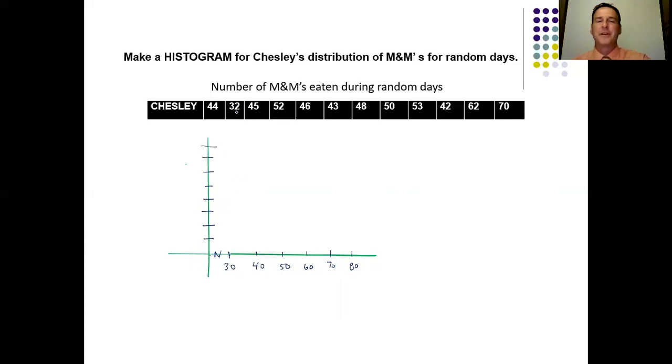All right, so if I look at, for example, 32, that's in the 30s, and I think that's it. Okay, I'm just going to say there's one of them, so I'm going to count up one spot, and this is my frequency. How many do I have in the 40s? Well, there's 1, there's 2, there's 3, there's 4, there's 5. So I'm going to count up 5.